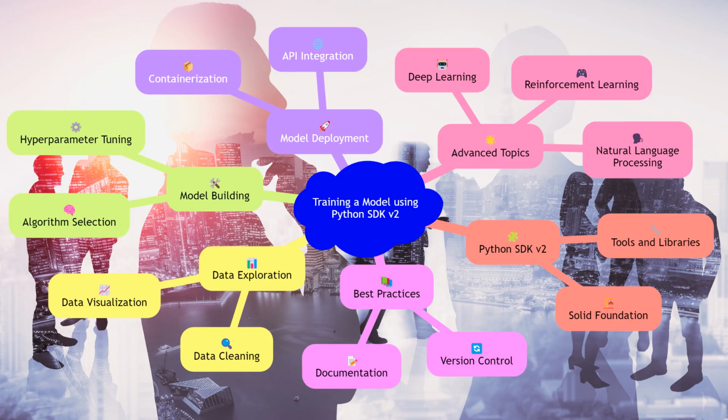Training a model using Python SDK v2 is a comprehensive process that involves multiple steps, from data exploration to model deployment. By following the guidelines and best practices discussed in this presentation, you can effectively build and deploy machine learning models that deliver valuable insights and drive decision-making. As you continue your journey in data science, consider exploring advanced topics such as deep learning, natural language processing, and reinforcement learning. Python SDK v2 provides a solid foundation for these advanced techniques, enabling you to tackle more complex and challenging problems.